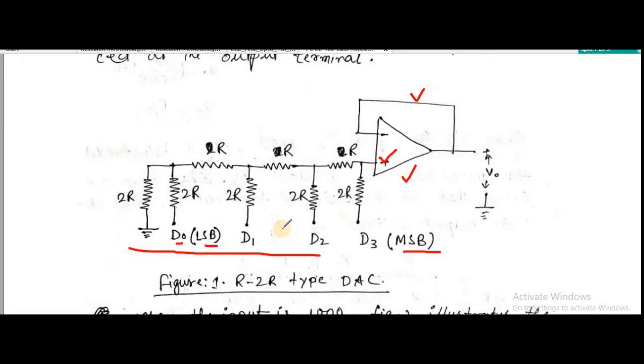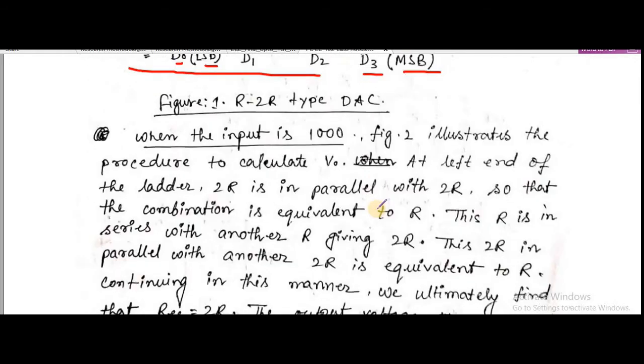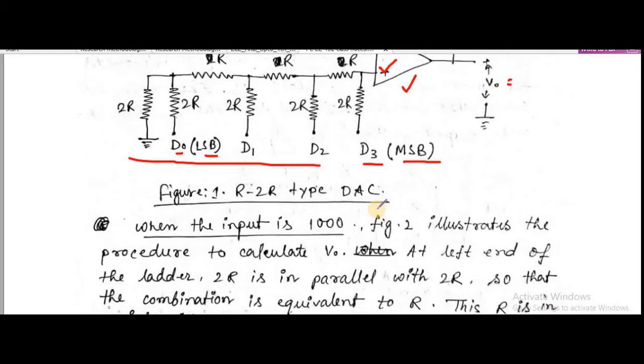Now for the first case, if I say D3 is 1 and all other bits, that means D0, D1, D2, are 0, what will be the output voltage? We have to calculate that. So in the first case, we will consider D3 equal to 1 and D2, D1, D0 equal to 0.